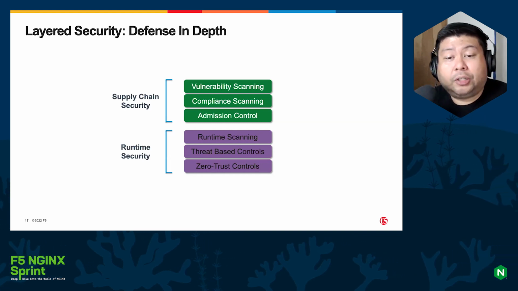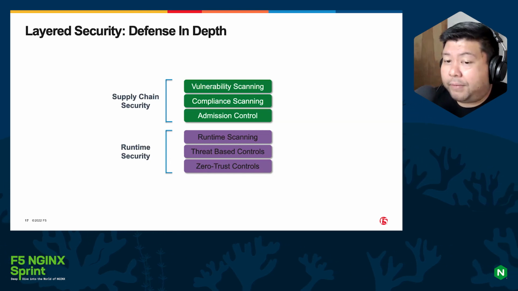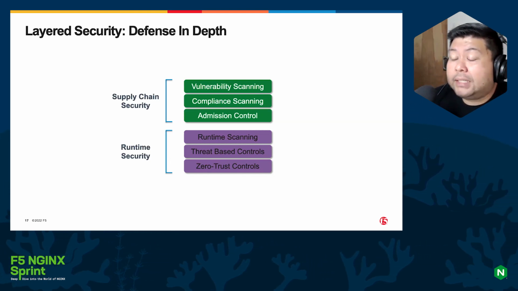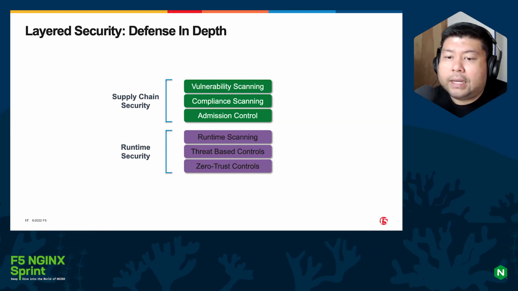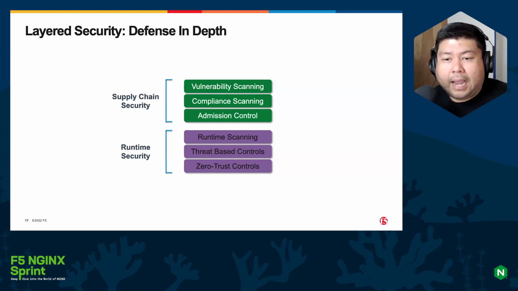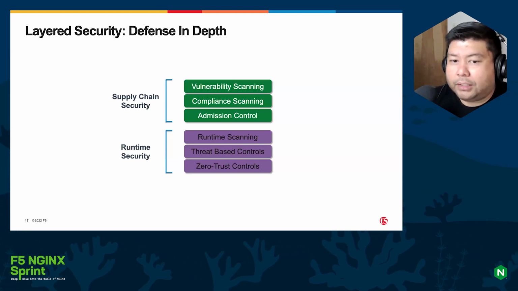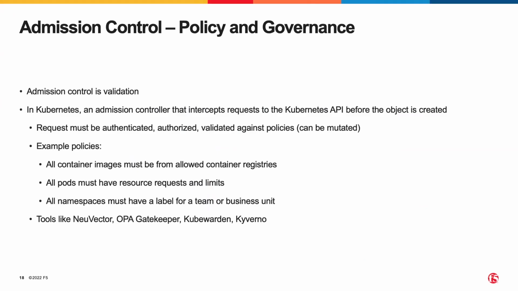Then we have runtime security. On the runtime side, we are protecting our containers and the runtime environment in production. With runtime security and specifically with zero trust controls, we know what our application is doing or should do. Anything outside of that, we want to stop and we want to prevent. We can do that with admission control, which is policy and governance.